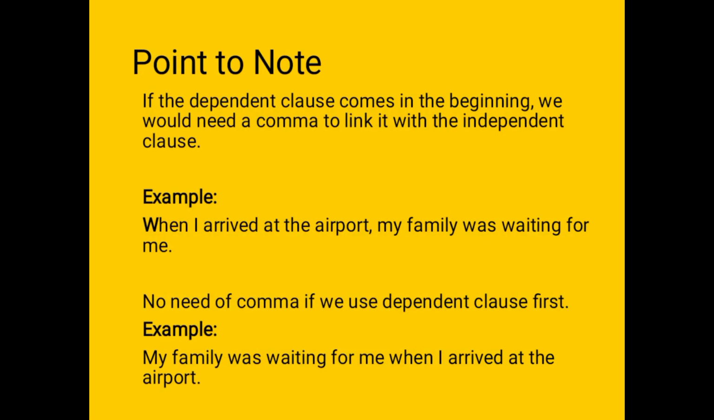Now, a point to note. This is very important to learn about using a subordinate conjunction. If the dependent clause comes in the beginning of the sentence, we would need a comma to link it with the independent clause. Example, when I arrived at the airport, my family was waiting for me. As I mentioned earlier, if we use the dependent clause in the beginning, this is the dependent clause because its meaning is not complete unless and until we add another clause with it.